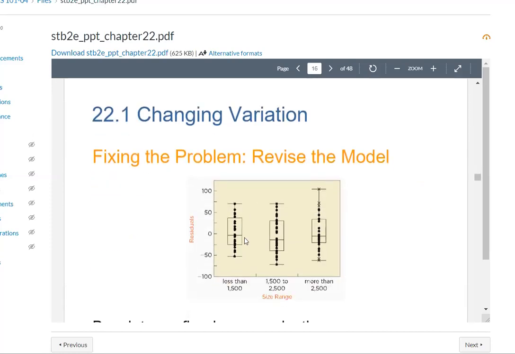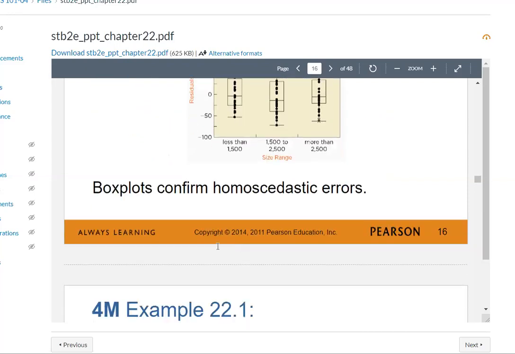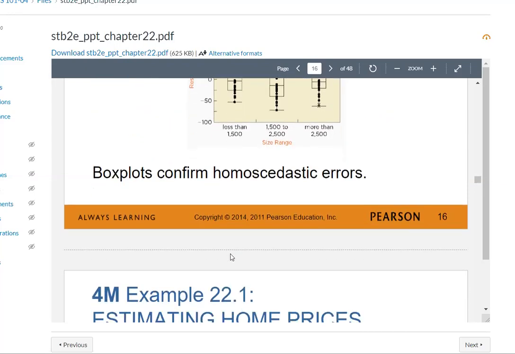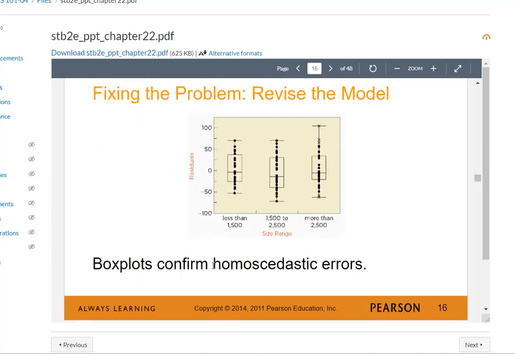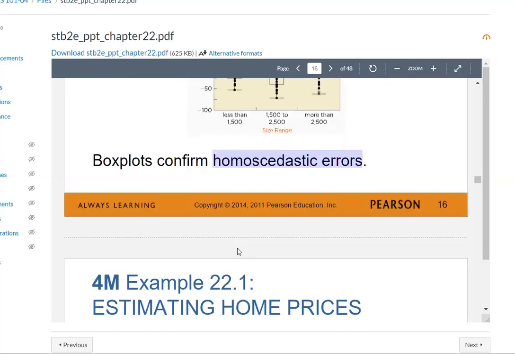And check the results. Variation is controlled. Now you have less variation. Remember, variation always exists, but we don't want too much variation. So the box plot confirms homoscedastic errors, and that means they have equal variances.